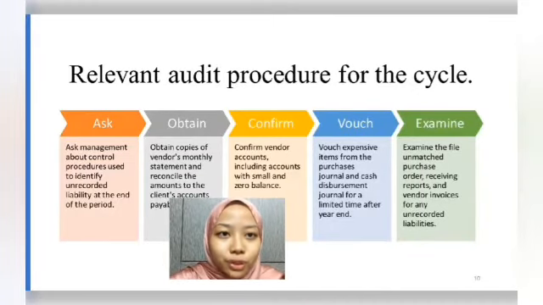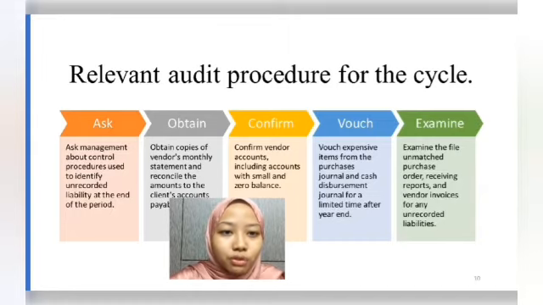Relevant audit procedures for the purchasing cycle. First is ask. Ask management about control procedures used to identify unrecorded liabilities at the end of the period. Second is obtain. Obtain copies of vendors' monthly statements and reconcile the amounts to the client's accounts payable record. Third is confirm. Confirm vendor accounts, including accounts with small and zero balances.